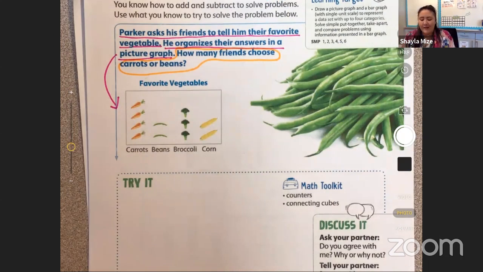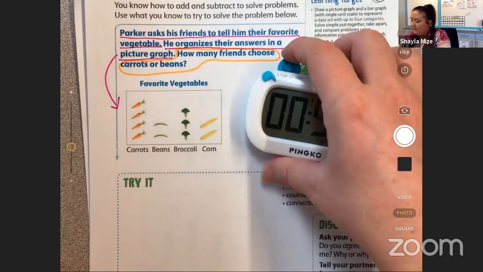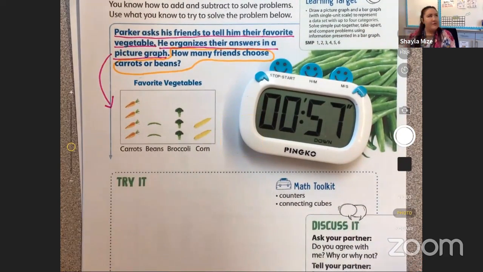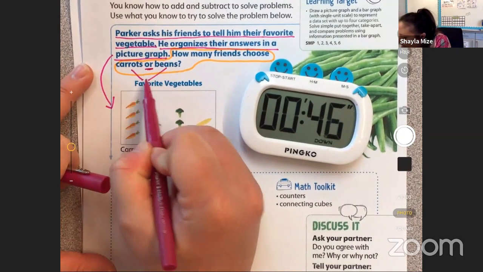This one shouldn't take you very long, so I'm going to go ahead and just give you 1 minute to show your work. 1 minute. How many friends choose carrots and how many friends choose beans? And remember it says or, so that means you're adding both of them to get the amount.